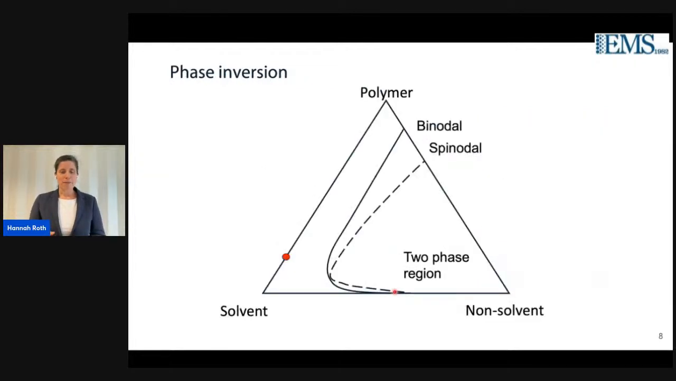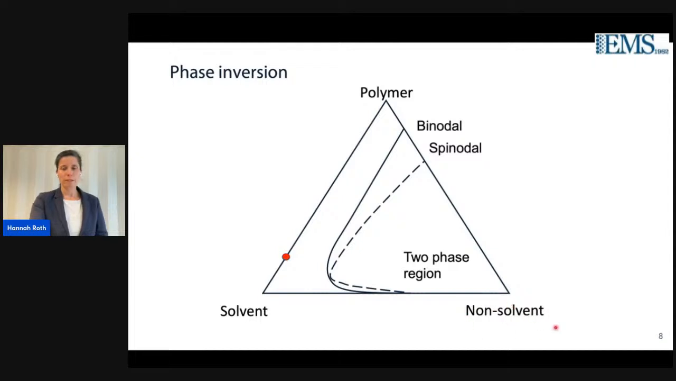But what is happening actually in this phase inversion process? So as I said, we start out with a polymer solution that contains solvent and a bit of polymer, typically around 15 to 30% of polymer, and this forms a homogeneous solution.